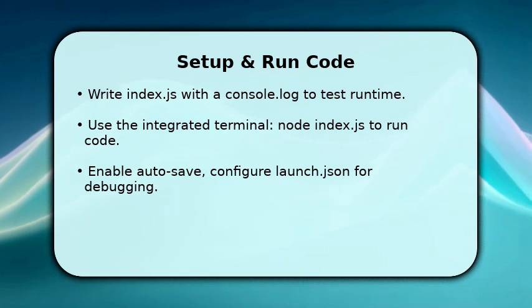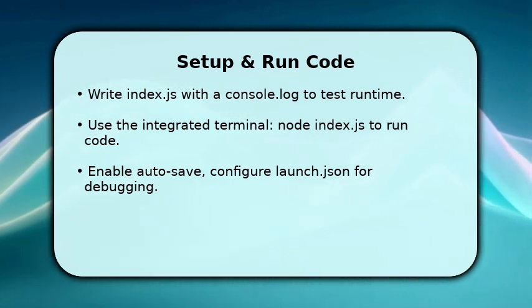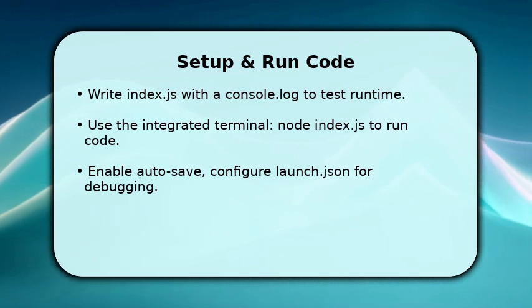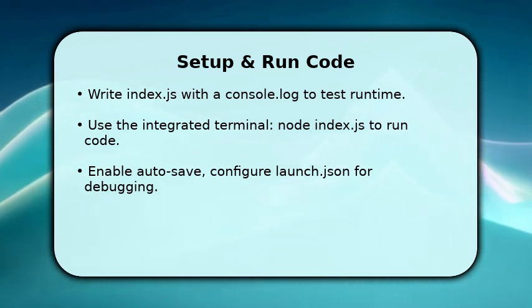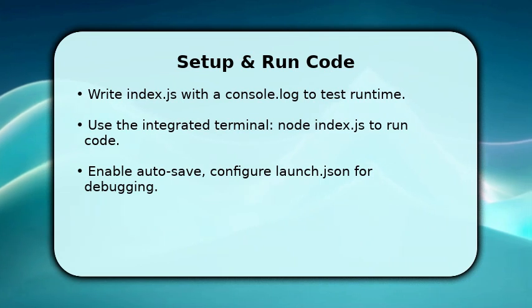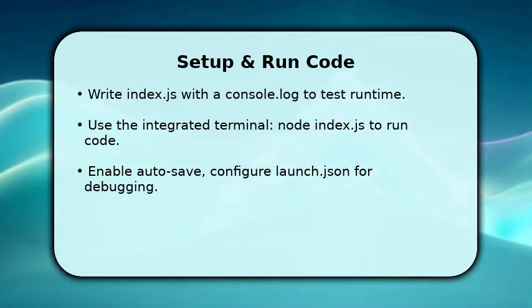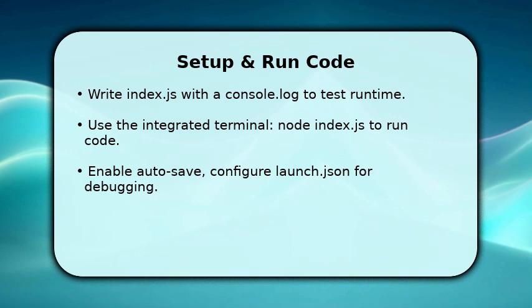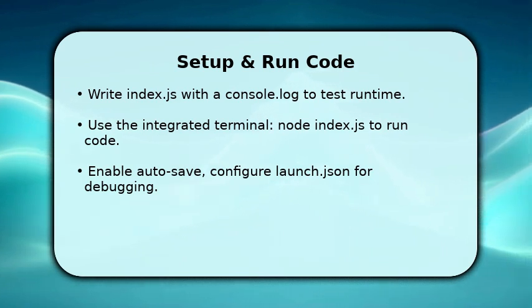Make sure autosave is on so you don't run outdated code. Configure a basic launch.json using the debug pane to run and step through code with breakpoints. Also enable source maps for transpiled languages. These steps let you iterate rapidly and inspect values while you develop.